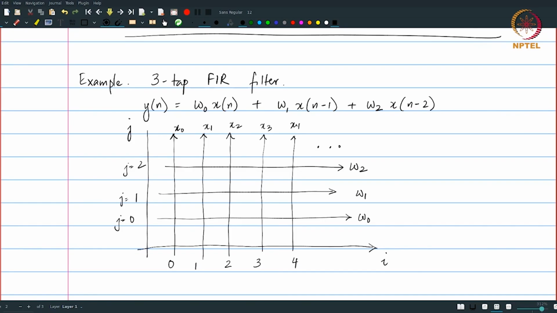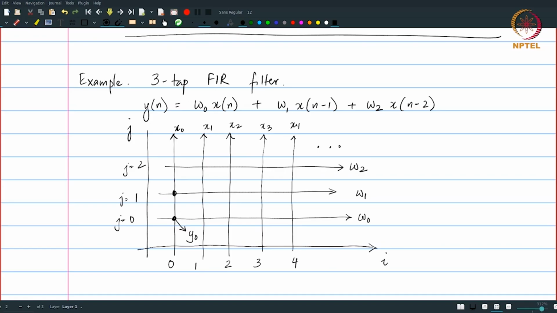Now let's look at this intersection point, I equal to 0, j equal to 0. If I assume that all the x of minus 1, x of minus 2, etc. are zeros, then effectively what I have is that this computation at this point w0 into x0 corresponds to the output y0.